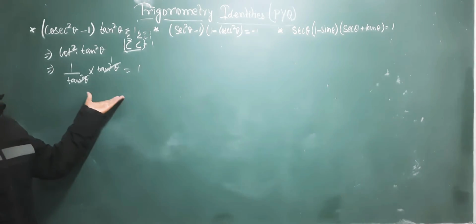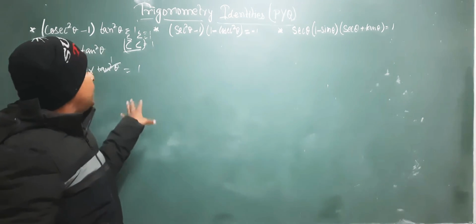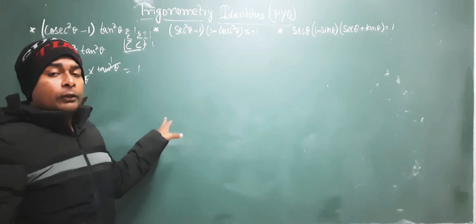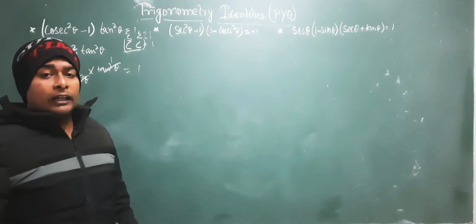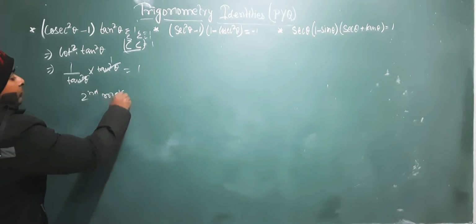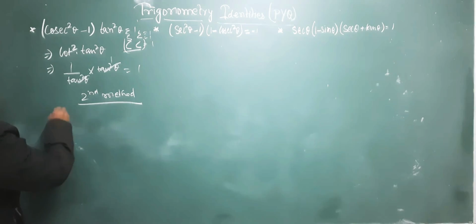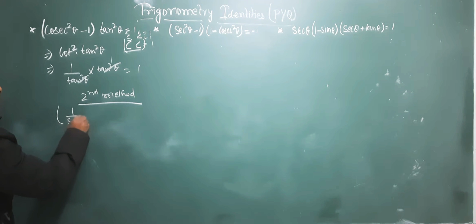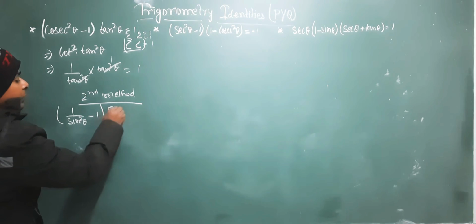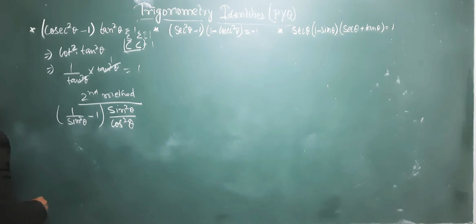The second method for the same question: as I said, you should convert the complex function into simple. Like if tan and cot are available over here, we can convert these values into sin and cos. The second method for the same: cosec square theta can be written as 1 upon sin square theta, minus 1, into tan square theta, which can be written as sin square theta upon cos square theta.